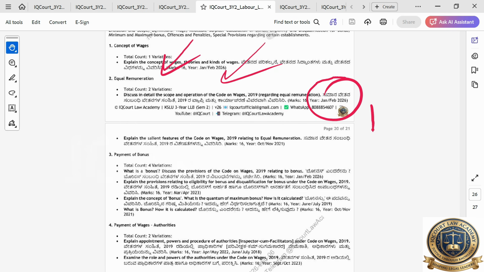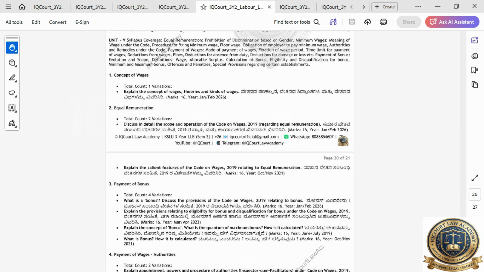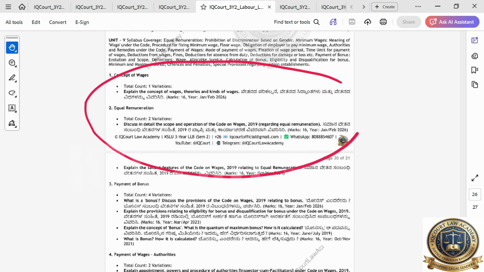Equal remuneration, very important, very important. See, all these questions we have combined and made into a single question. We have given the answer in the IQCourt study material. Just go through that. Related to bonus, also 90% important. They will ask this, very important, 90%.